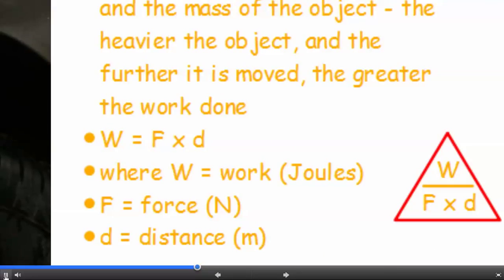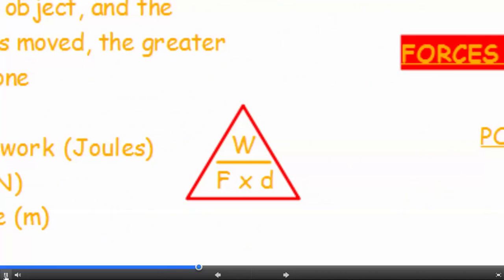And off your physics equation sheet, W equals F times D, where W equals work, which is measured in joules, F is force in newtons, and D is distance in meters. Distance is always in meters, force is always in newtons. There's a lovely little triangle, F times D on the bottom. Cover up the one you're looking for, the position of the other two tells you the equation.